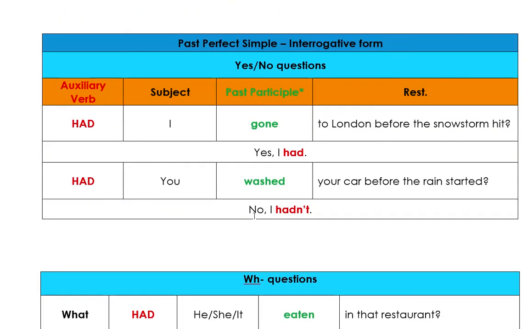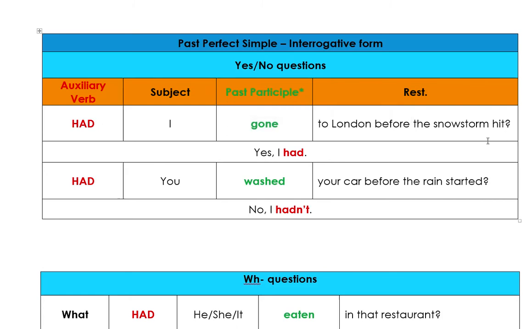Now, let's take a look at the interrogative form of the past perfect simple, okay? As you know, there are two kinds of questions, yes-no questions or WH questions. Let's start with yes-no questions. We have an inversion here of the sentence. We will find that the auxiliary verb is at the very beginning of the sentence, okay? We have had, then the subject, and then the verb in the past participle.